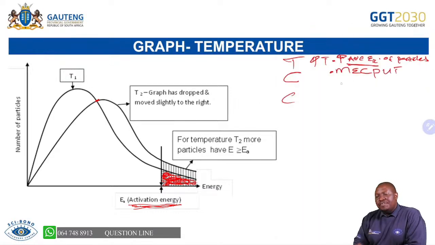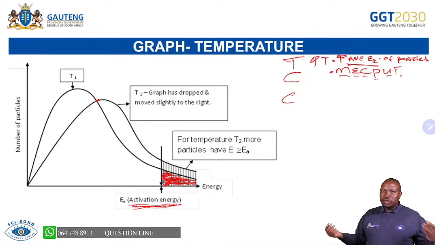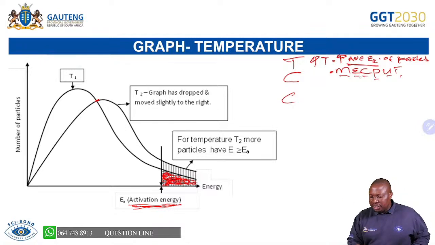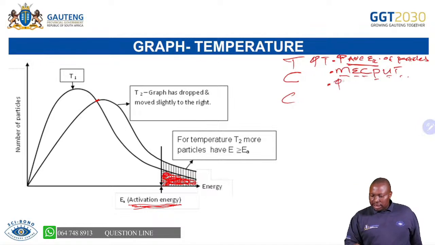Please, if you write a 5-letter word instead of a 6-letter word, you won't get all your marks. So it's important that you are saying more effective collisions per unit time. Six-letter word. You can't write it in short form, I'm just saying it so that you remember. It's more effective collisions per unit time. And then you are saying now, if you increase temperature, you increase the average kinetic energy of the particles, more effective collisions per unit time. You'll say you will increase the rate of reaction.